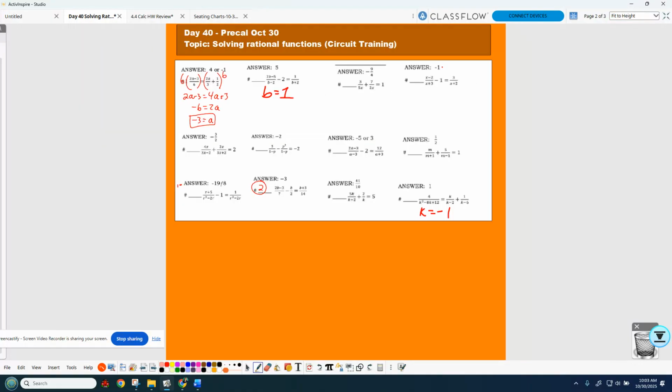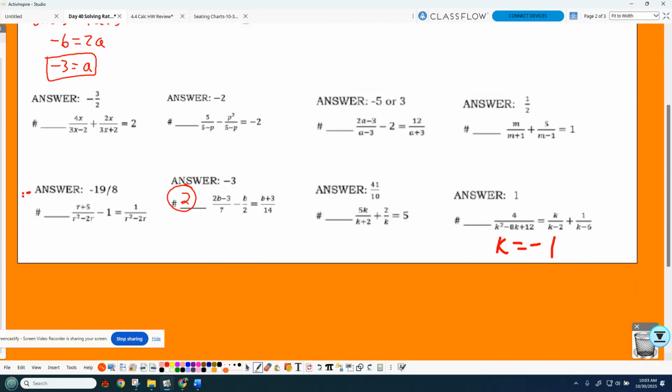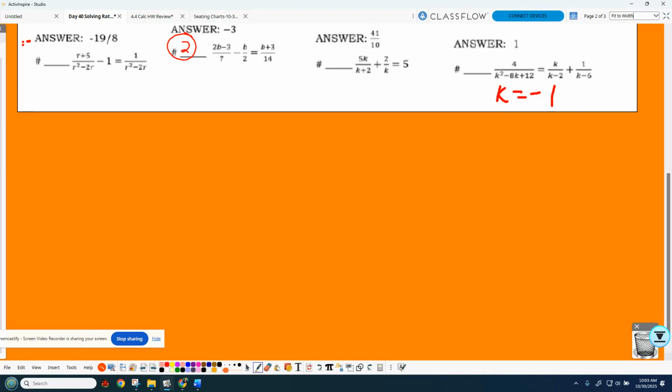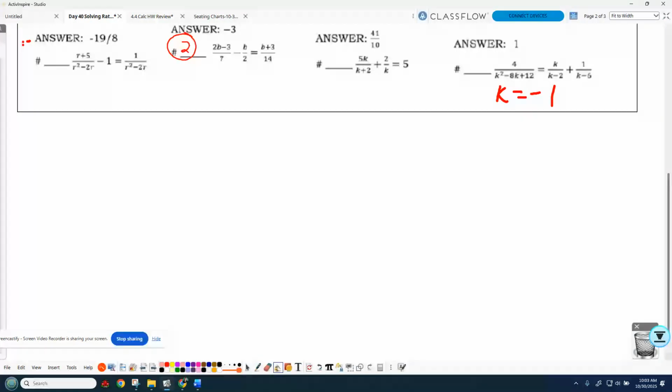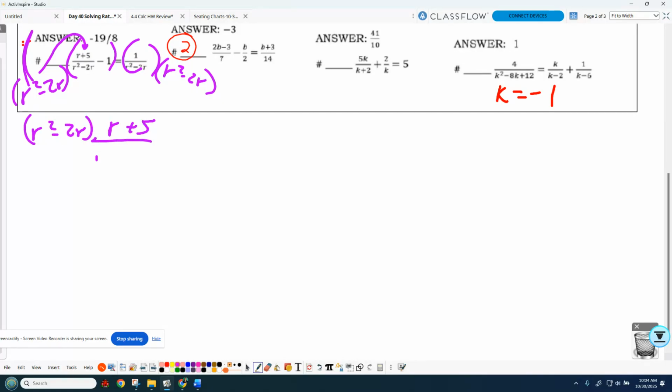All right, so they say this one was kind of hard. Suggestions how to start? Emmy? How to start this one? Multiply by r squared minus 2r. Okay, so I'm going to multiply it to both sides, and I'm going to keep parentheses on it. So Samara, when I distribute it to this first piece, I have r squared minus 2r multiplied to r plus 5 over r squared minus 2r. What happens right there? Yep, and we get an r plus 5.